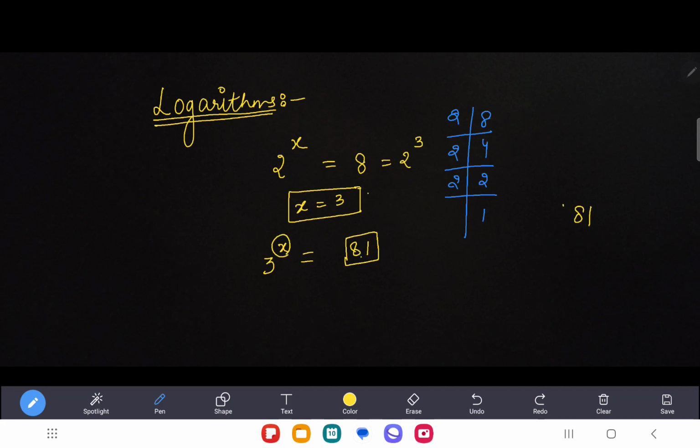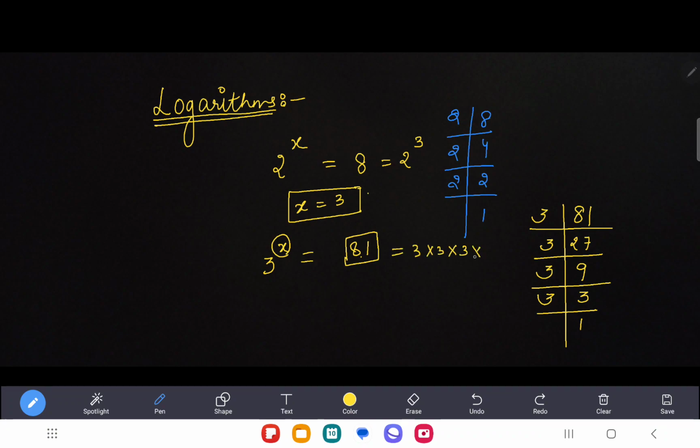So you factorize 81. You take the smallest number which can divide 81, which is 3. So 3 times 27 gives me 81. Then think again of the smallest number which would divide 27: 3 times 9 gives me 27. And 3 times 3 gives me 9, and 3 times 1 gives me 3. So 3 times 3 times 3 times 3 gives me 3 raised to power 4: 3 times 3 is 9, 9 times 3 is 27, 27 times 3 is 81.